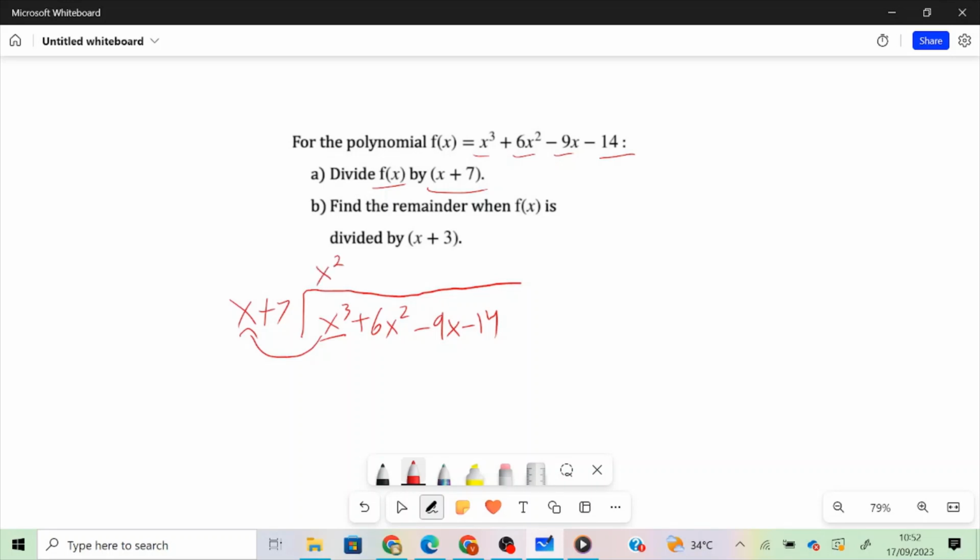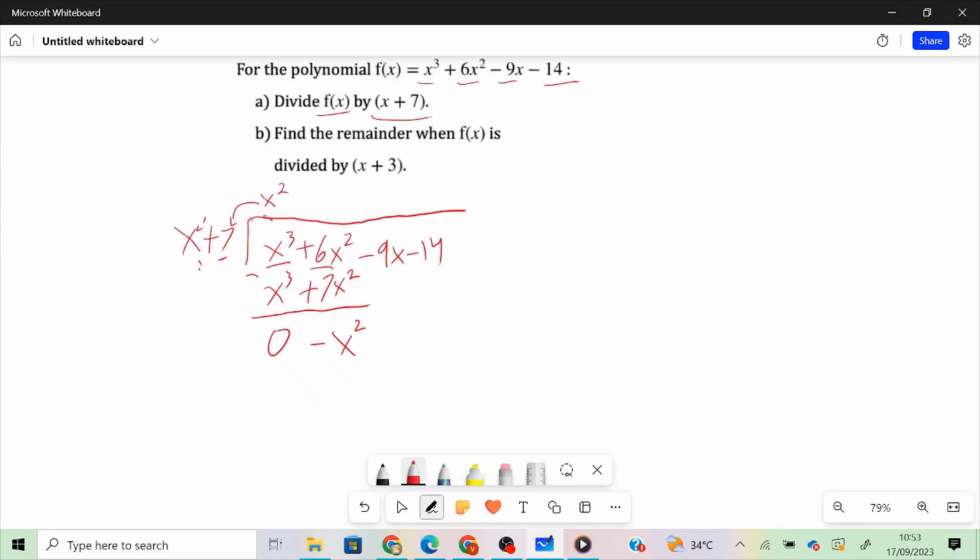And I know that's correct because when I do x squared times x again, it gives me x cubed, and that's what I want, because I want to eventually cancel these x cubes out so that I can have a 0 over here. x cubed minus x cubed gives me 0. And now I do it with the other number here, so x squared times 7, and that gives me plus 7x squared, and then 6x squared minus 7x squared gives me minus x squared. Do be very careful of your signs. Now we have minus x squared here.